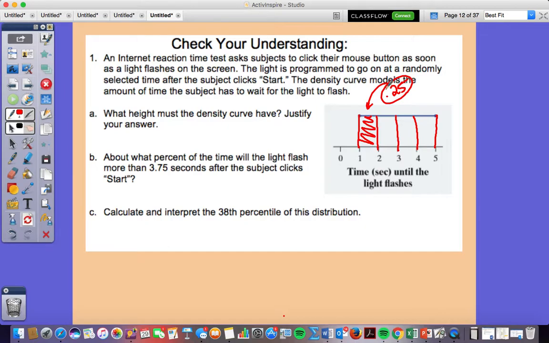Let's just say, because the area has to be 0.25, it has to match.